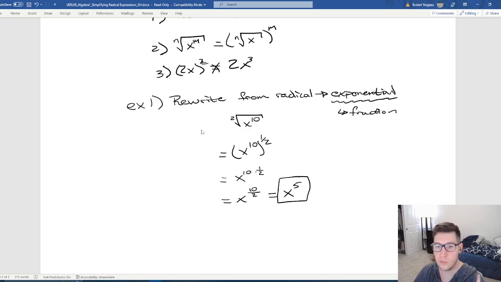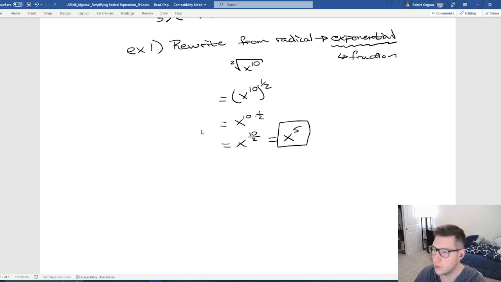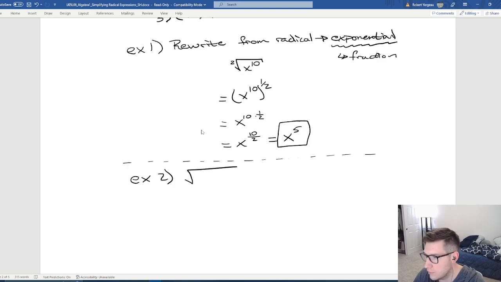Okay, let's look at one more example that has a little bit more going on. So example 2, we want to do that same thing where we're going to end up rewriting it. I'm just going to put a dashed line just so I don't accidentally write into my previous work. But this time we're going to have the square root of 16x to the 4th, y to the 6th.